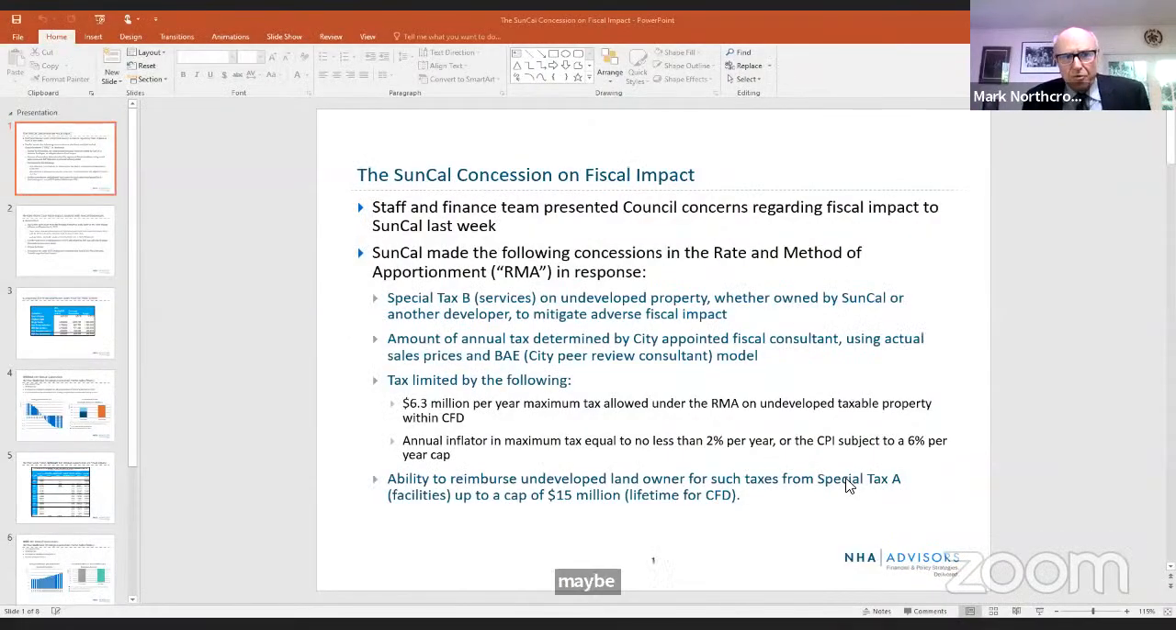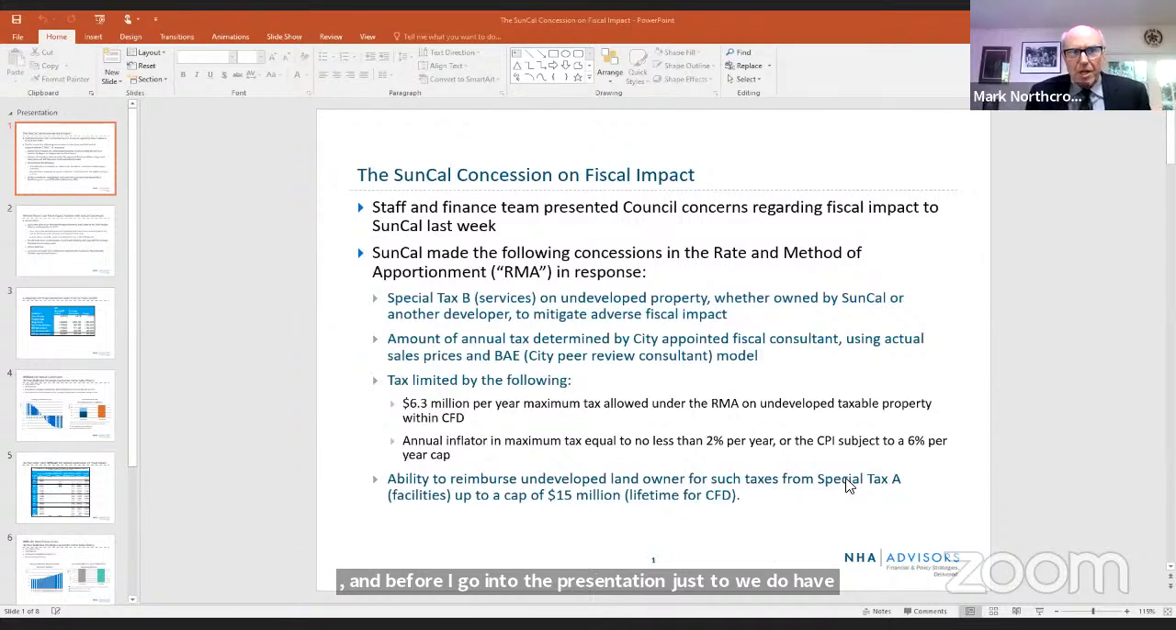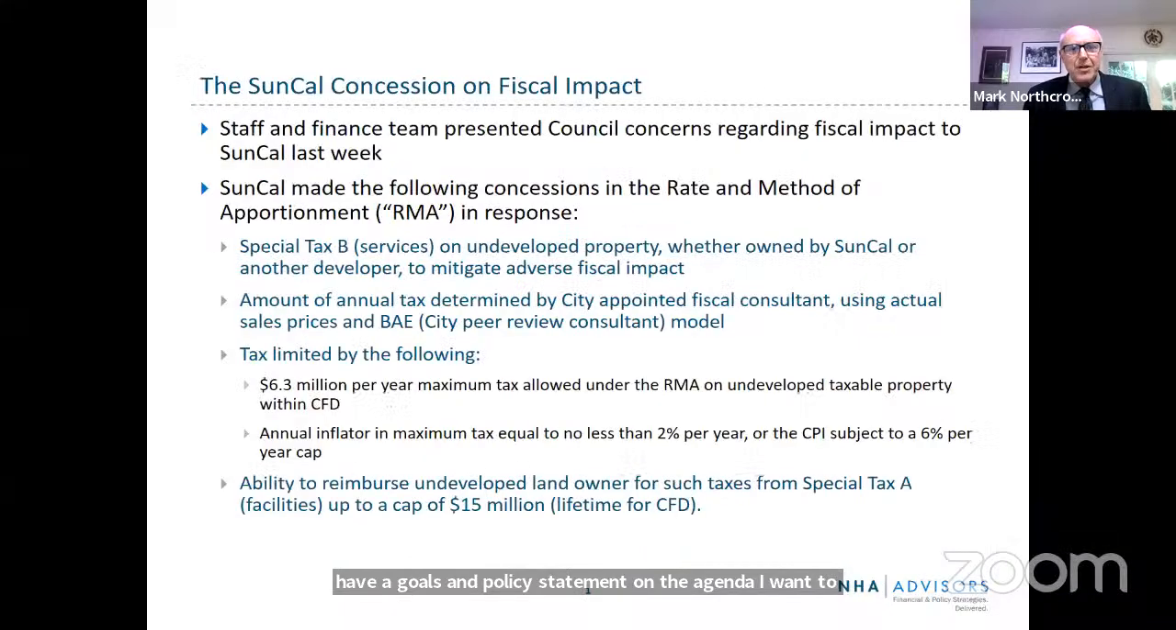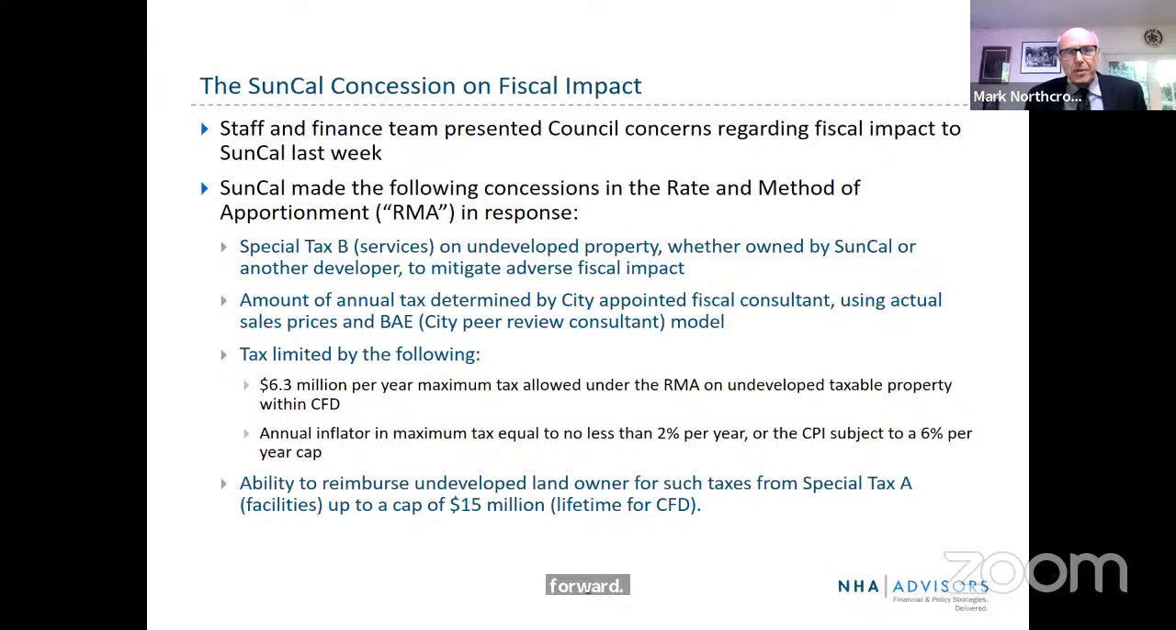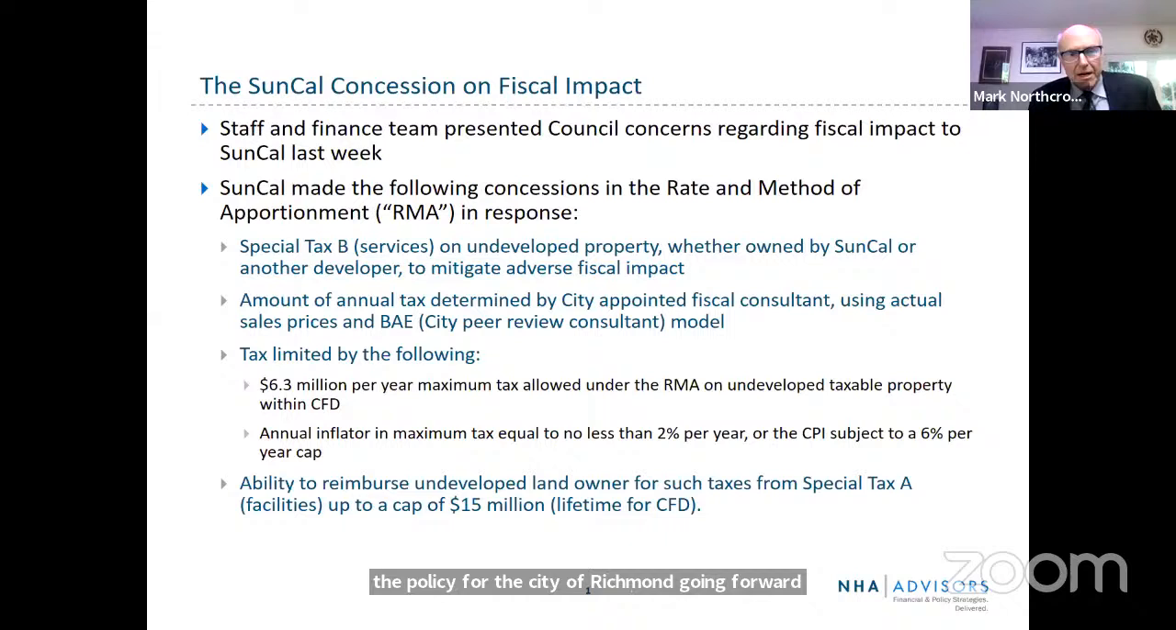And before I go into the presentation, just that we do have a goals and policy statement on the agenda. I want to point out that the goals and policy statement is a state requirement before any entity forms a CFD to have one, and it's meant to apply to all CFDs going forward. So it's not just for Point Melati, it's intended to be the policy for the city of Richmond going forward. So I just want to get that clear, and happy to answer questions on that.